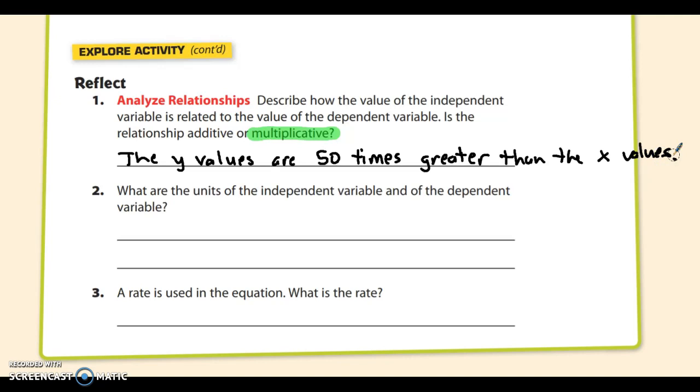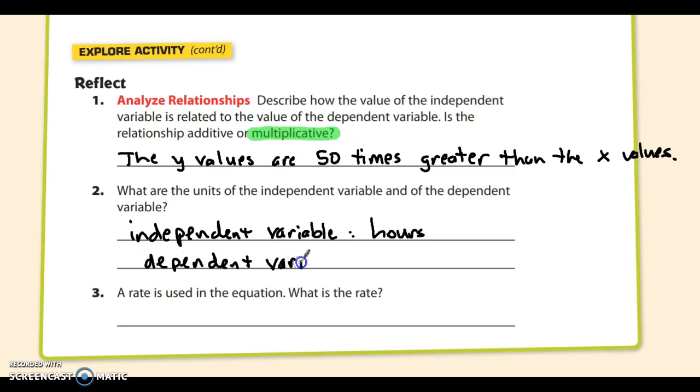Number 2 reads, what are the units of the independent variable and of the dependent variable? Well, the units just mean what are we talking about. So the independent variable goes by hours. And the dependent variable is miles. And that's just on the table. If you went back and looked at the table, you'd see that along the top we're talking about hours, and along the bottom we're talking about miles.